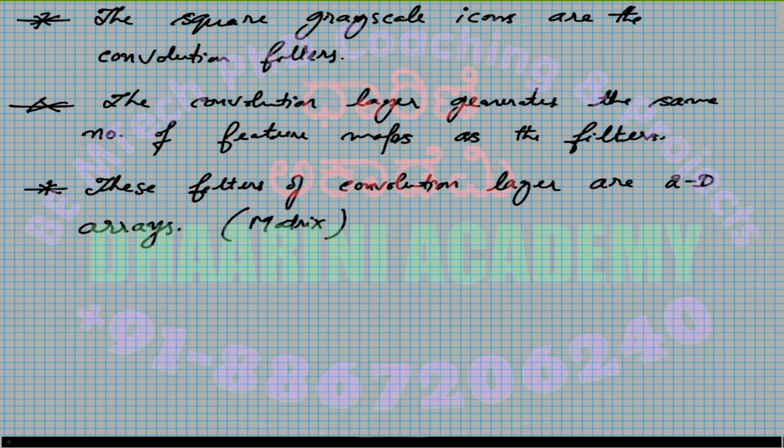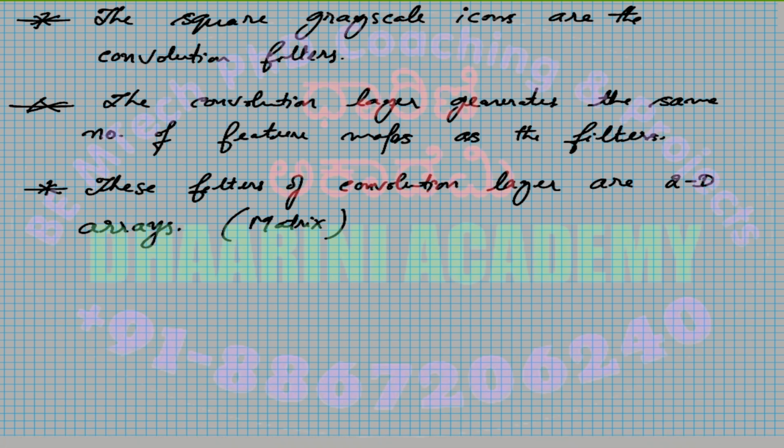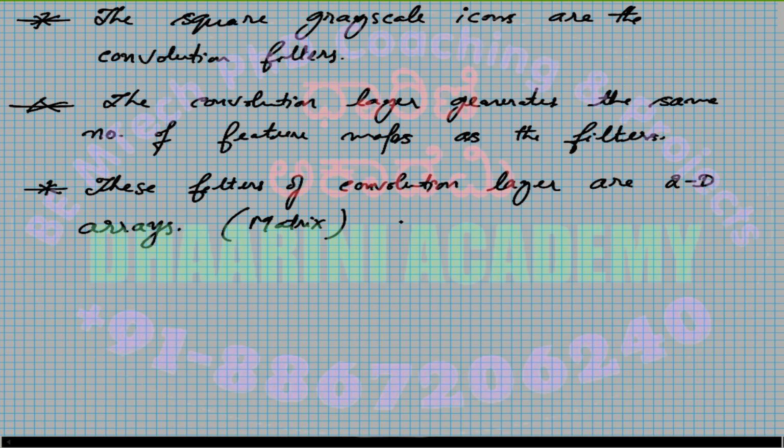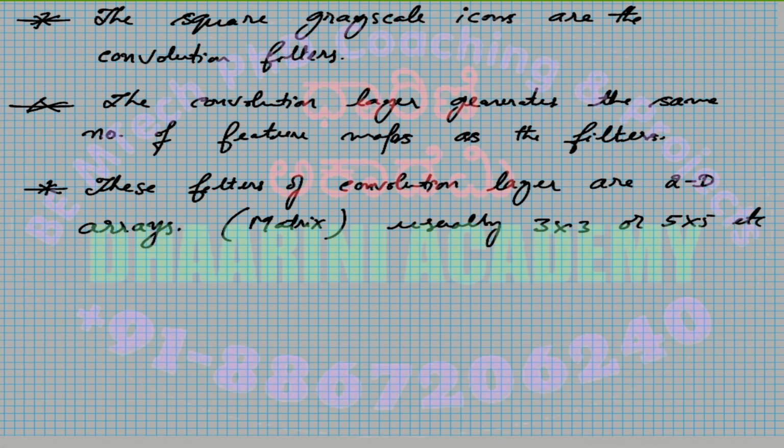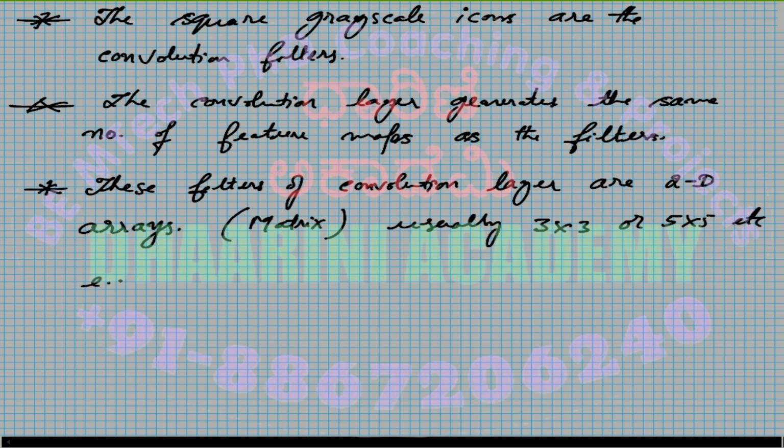That's what we call a matrix. Usually the standard sizes used even in the industry now are either 3 into 3, 5 into 5, 7 into 7, and so on. So I'll write usually 3 cross 3 or 5 cross 5, etc. in size. Some special applications even use 1 into 1, and that's absolutely fine. Now let us look at an example just to see the filter's values.